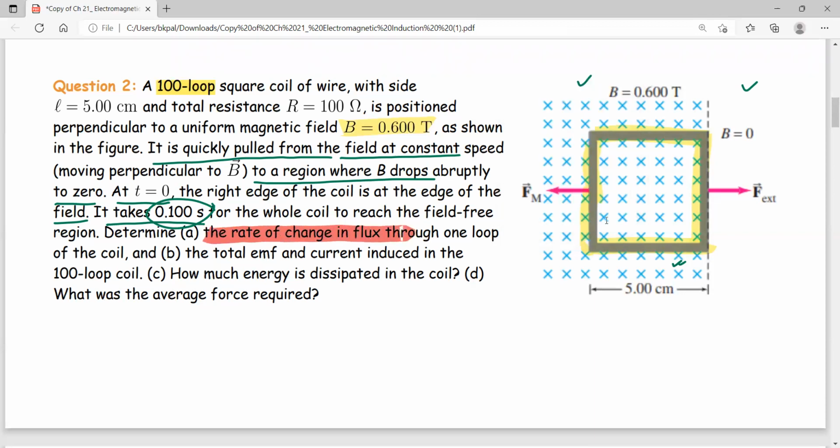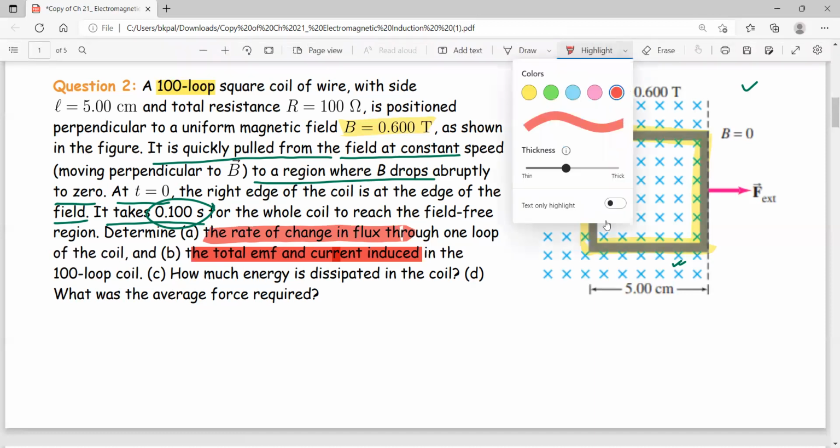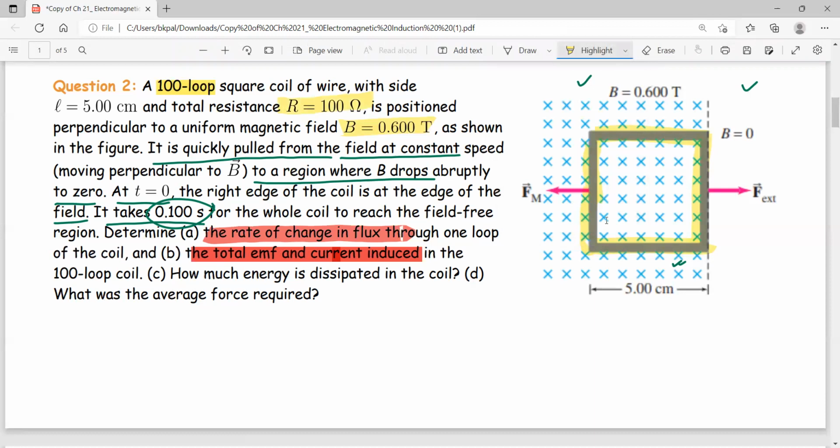So that means we have to calculate delta phi over delta t. Instead of calculating phi separately, here we have to calculate delta phi over delta t, the rate of change of flux. And then the total EMF and current. So we have to calculate the induced EMF and the current, and to calculate the current we need the resistance. Resistance is also given here. The resistance is 100 ohm.